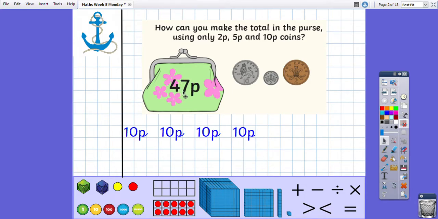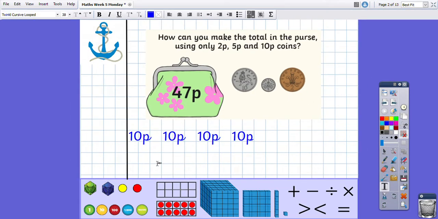So now let's look at the ones column. I need to make 7. I've got a 5 and I've got a 2. And I know that 5 and 2 make 7. So actually it was really quite simple. I then just had a 5p and a 2p. Your challenge for today, is there another way I could make 47p, or is it just that way?